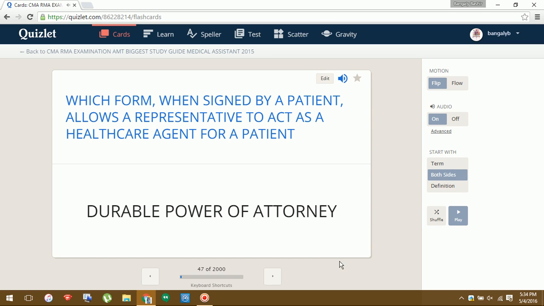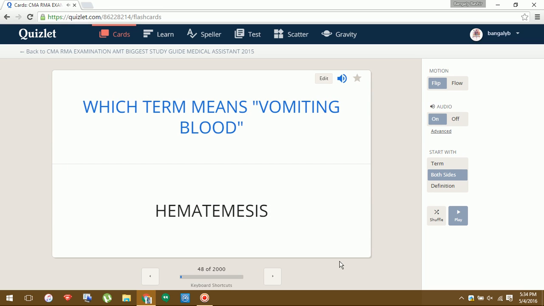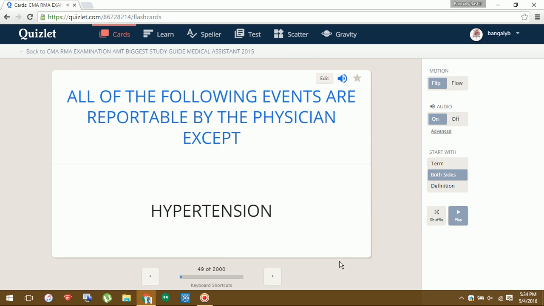Which form, when signed by a patient, allows a representative to act as a healthcare agent for a patient? Durable power of attorney. Which term means vomiting blood? Hematemesis. All of the following events are reportable by the physician except hypertension.